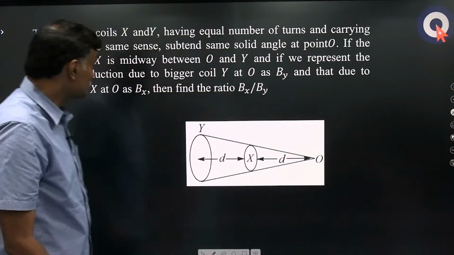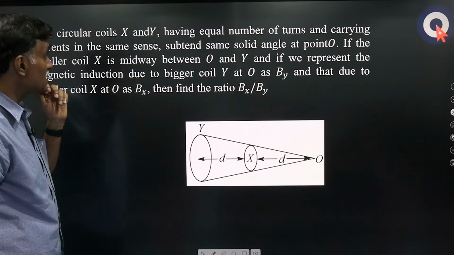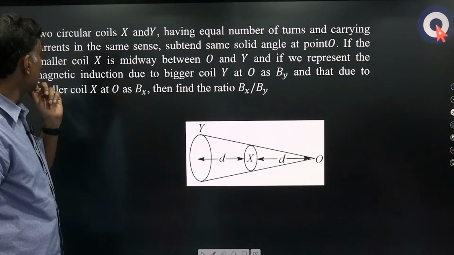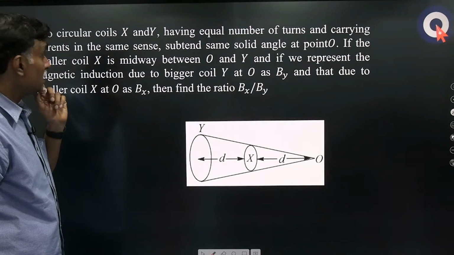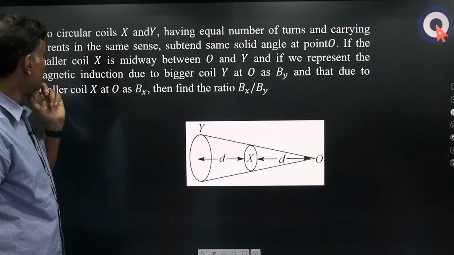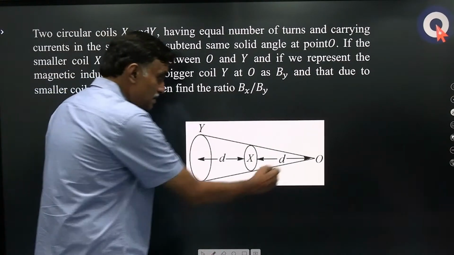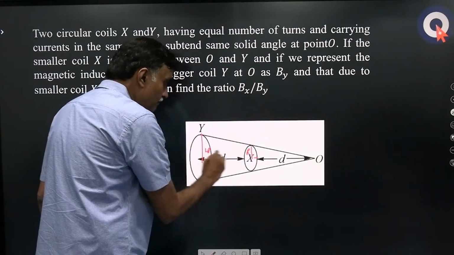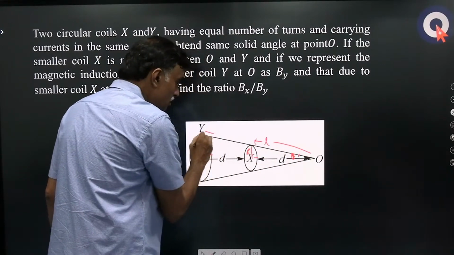Next, this is the question. Two circular coils X and Y having equal number of turns and carrying currents in the same sense subtend the same solid angle at point O. If the smaller coil X is midway between O and Y, and if we represent the magnetic induction due to the bigger coil Y at O as By, and that due to the smaller coil X at O as Bx, then find Bx by By. Okay. This distance is D, this distance is D, then if its radius is R, this radius will be 2R, and if this angle is theta, and if this is L, this also will be L.